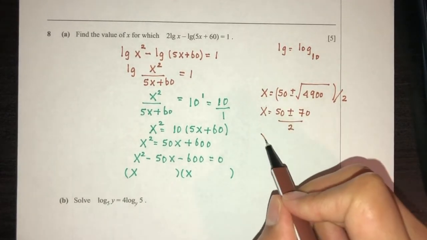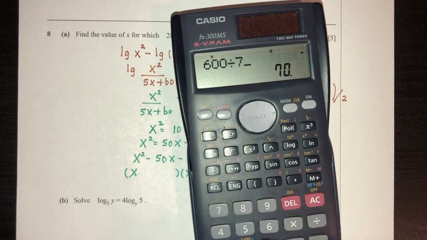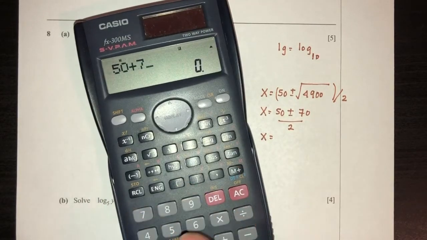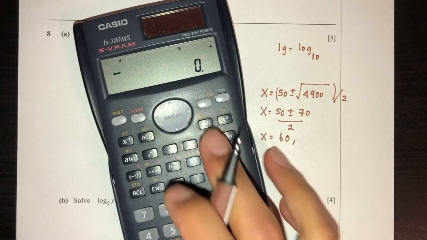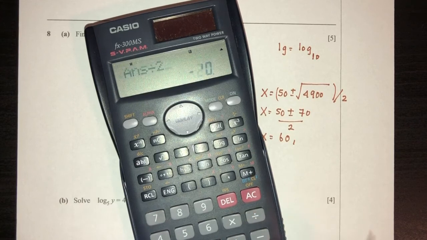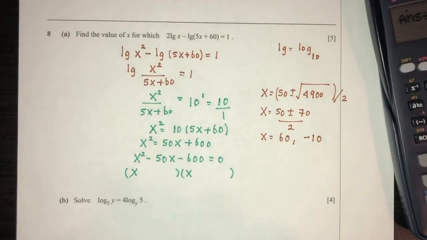So x is equal to what? So let's see, 600 divided by, no, it's not possible, sorry. So 50 plus 70 divided by 2, that should be 60 for one answer. And then you have 50 minus 70 divided by 2, that should be minus 10 for the other answer. So this was a pretty simple factorization.